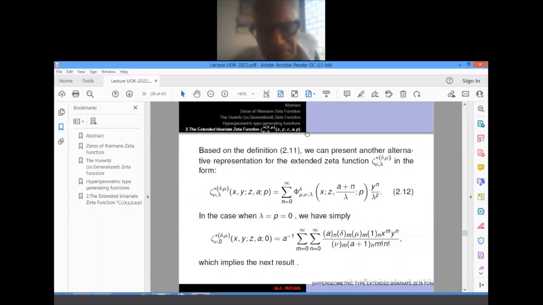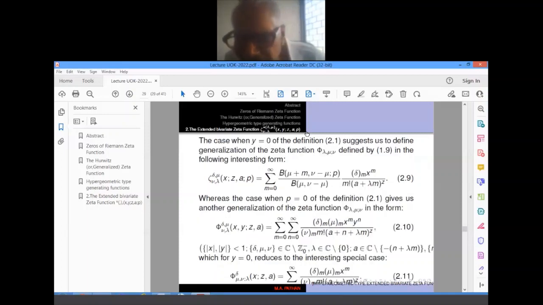All right, now based on the definition 2.11, we have the following relation that is given by 2.12, and in the case when lambda equal to rho equal to 0, we have the following double series, and this is the representation for zeta mu star. Now the case when y equal to 0, then simply we are having this 2.10.